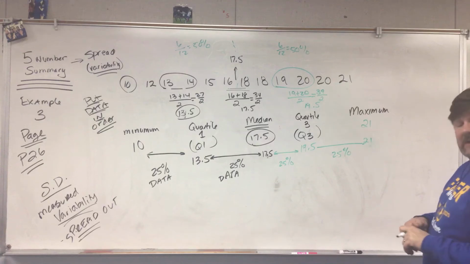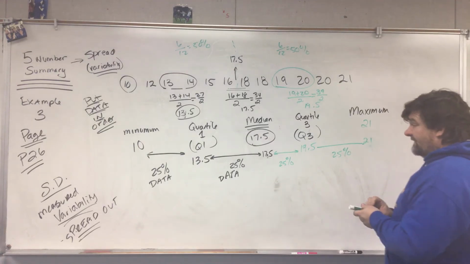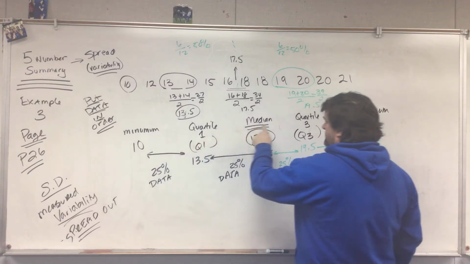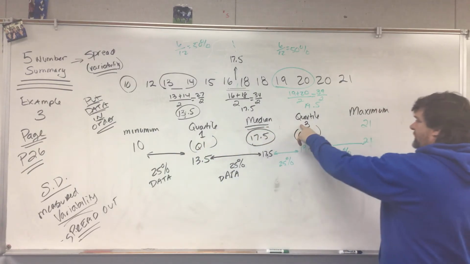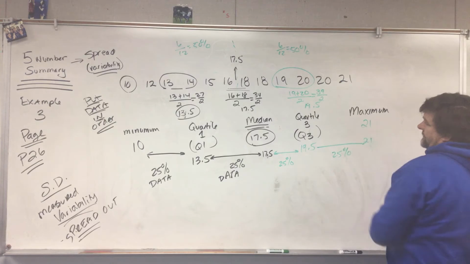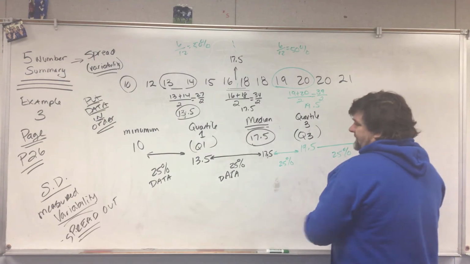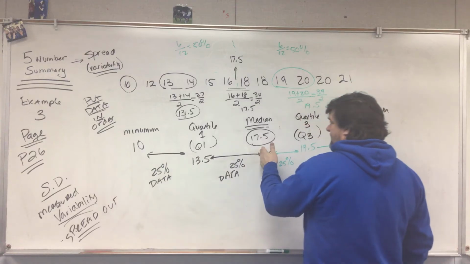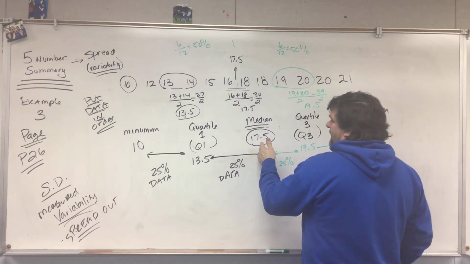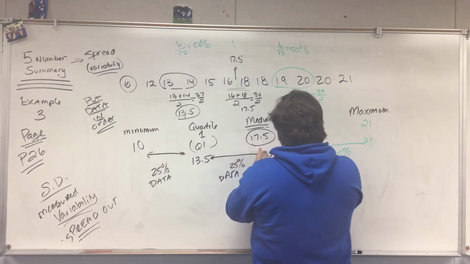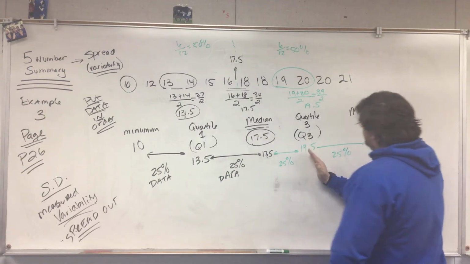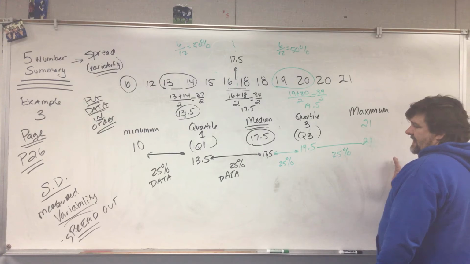So when we look at this thing, this is our 5-number summary. 5 numbers: minimum, quartile 1, median, quartile 3, and maximum. Quartile 1 means that there's 25% of the data on the left. Median means there are 50% of the data on the left and the right. And then quartile 3 means that there's 25% of the data to the right.